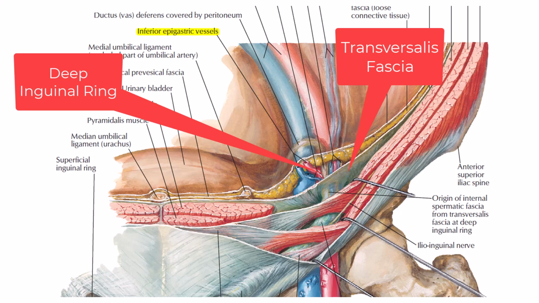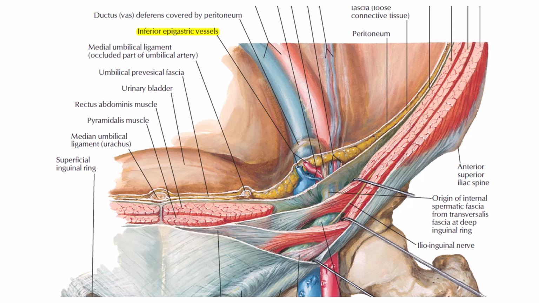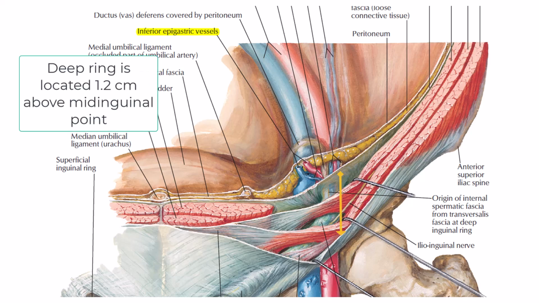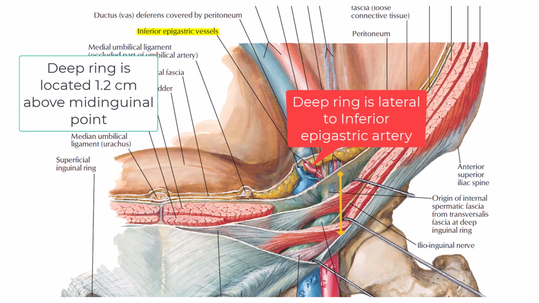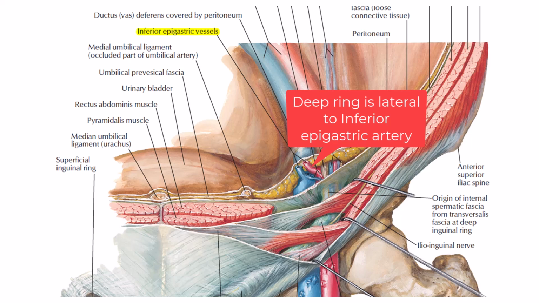This is an oval-shaped ring, and this is an opening in the fascia transversalis, and this is a normal anatomical opening, not a pathological opening. The opening is located 1.2 centimeter above the mid-inguinal point, as you can see, and it's lateral to the inferior epigastric artery. So the important point is that the deep inguinal ring is lateral to the inferior epigastric artery.